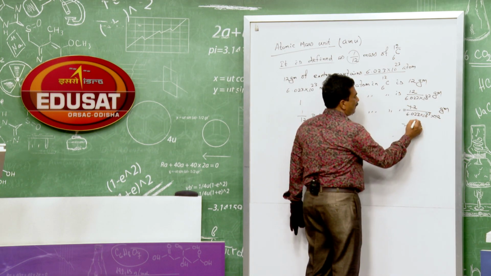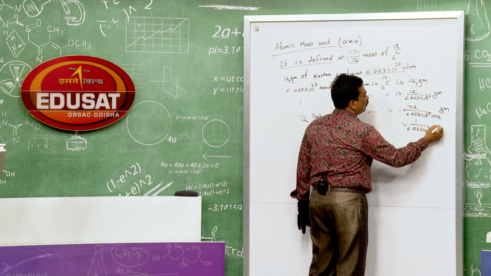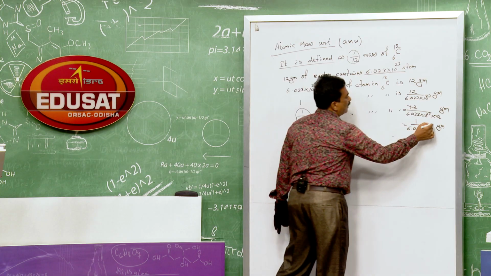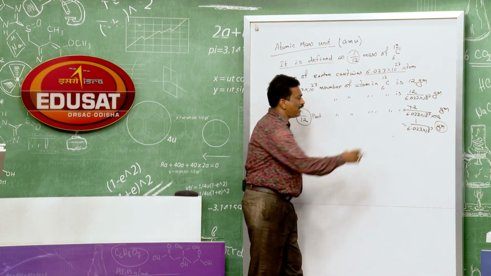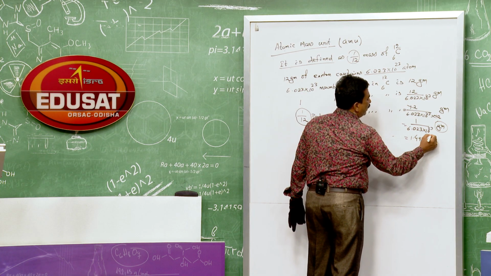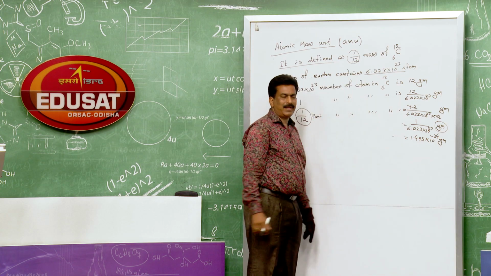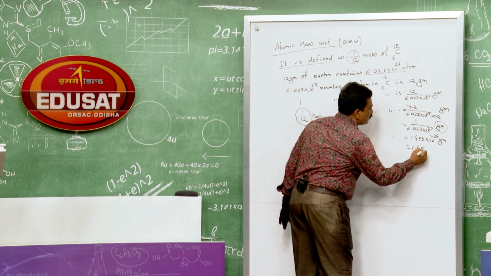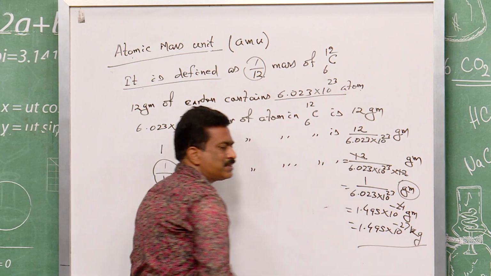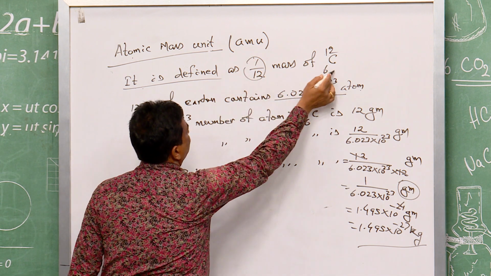This is 1 gram divided by 6.023 into 10 to the power of 23 grams. This is the 1/12th part, which contains this much in grams. If you simplify it, that will be 1.495 into 10 to the power of minus 24 gram. And if we make it in kg, that is 1.495 into 10 to the power of minus 27 kg. So the 1/12th part is defined as 1/12th part of the mass of this one.